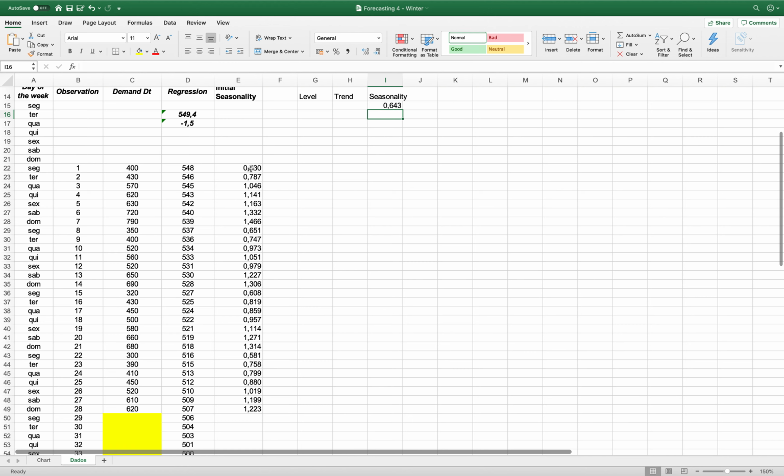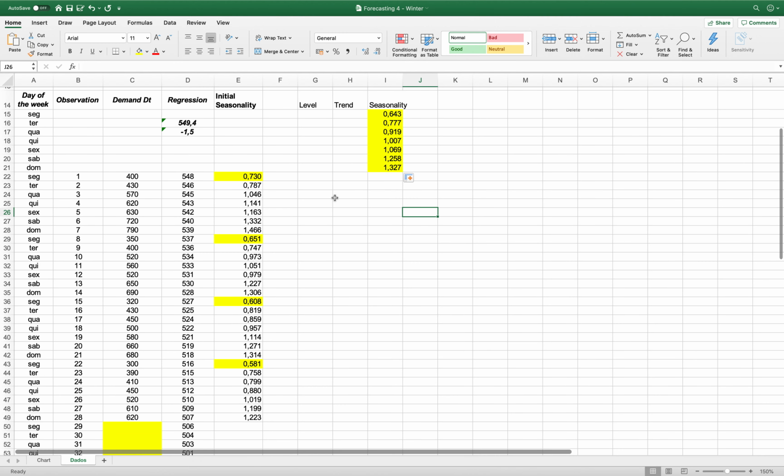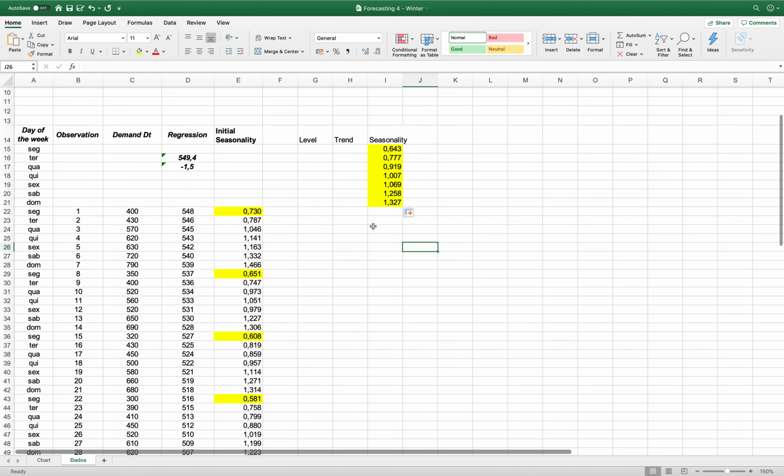Look, the first seasonality was 0.73, the second was 0.61, the third was 0.60, and the fourth was 0.58. So which one do we choose? Well, we make the average, and that more or less reflects our data. Now, if we simply copy that seasonality until Monday, we see the average seasonality for each day of the week. And that will be the basis for us to do our smoothing, as we will explain in the second part of this video.